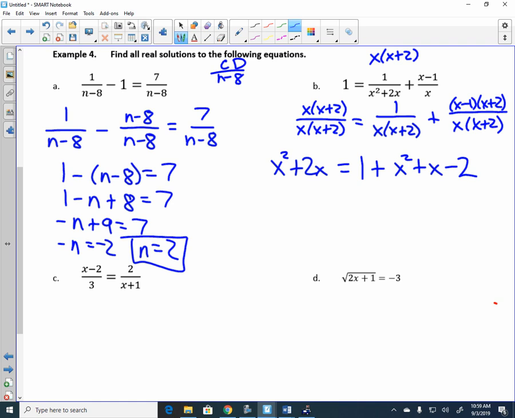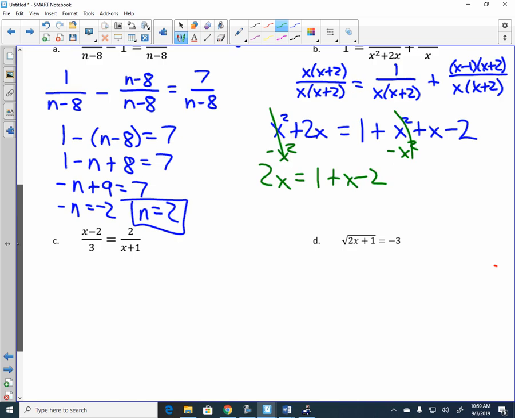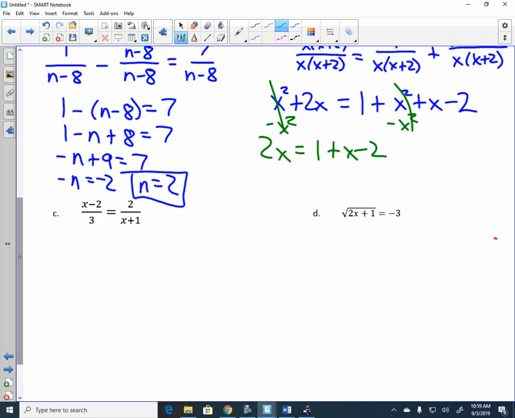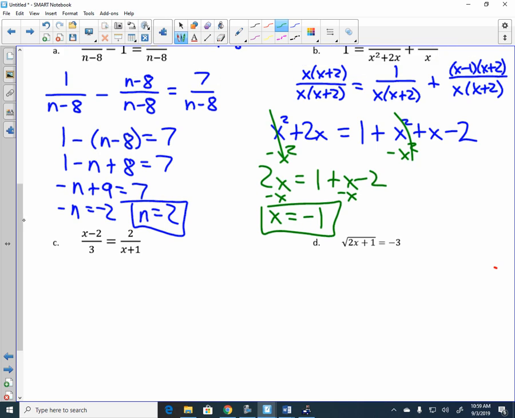So we'll start moving our x squareds over. So we're going to subtract x squared from both sides. And see that those go away. We get 2x is equal to 1 plus x minus 2. Subtract x, we get x is equal to negative 1. That is a valid solution. If you plug it back in, it should work out.